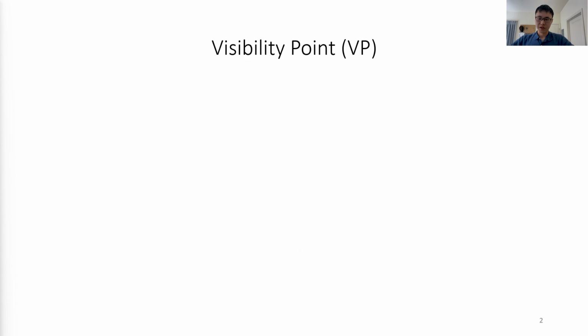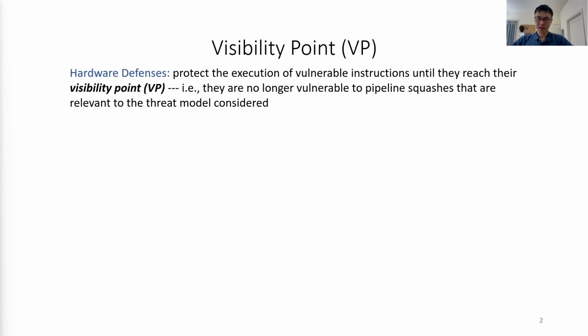To defend against such attacks, many hardware defenses have been proposed. They protect the execution of vulnerable instructions until they reach their Visibility Point (VP), which means that they are no longer vulnerable to pipeline squashes that are relevant to the threat model considered. Because hardware defenses usually apply expensive protections on vulnerable instructions, any technique that enables them to reach their VP sooner speeds up all those defenses.